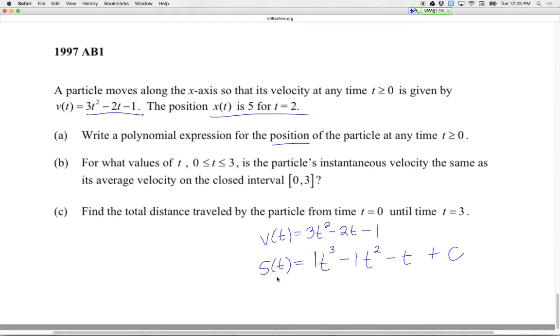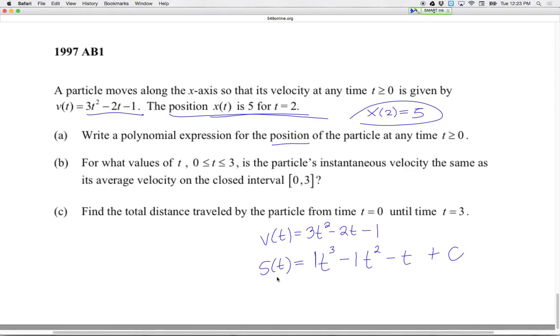But, by the way, if you did this, you would have gotten a point. The second point comes from using this, because what they do is they give you a point on the position graph. And why do you think that's helpful? So they're saying the position is 5 when t equals 2. In other words, x of 2 equals 5. How is that going to be helpful? Because you can figure out the constant now.